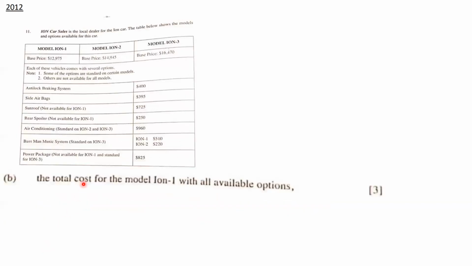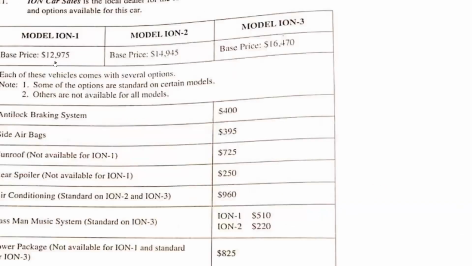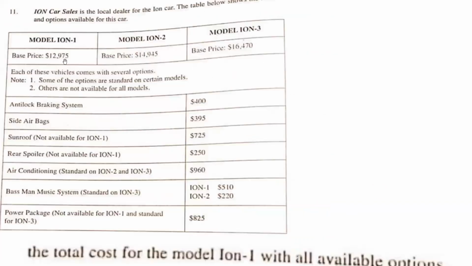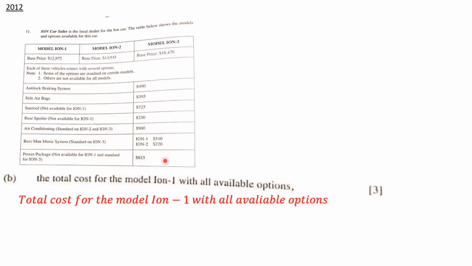It says we want the total cost for the Ion 1, with all available options. Well, the Ion 1 base price is 12,975. That's the first thing. We also want the anti-locking braking system, so that's 400. We also want, well, the sunroof is not available for Ion 1, so we can't get that. The rear spoiler is not available for Ion 1.